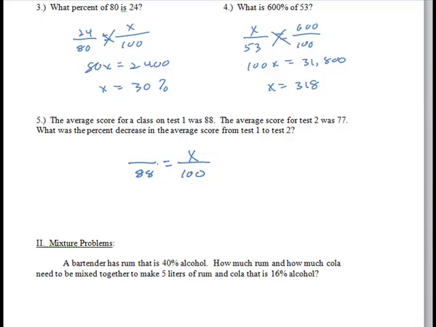And what we're looking for is a percentage of decrease. Well, it went down 11 percentage points from 88 to 77, so we want to convert those 11 points into a percent. So cross multiply. X is equal to 12.5%.